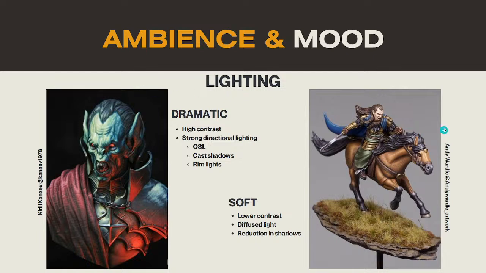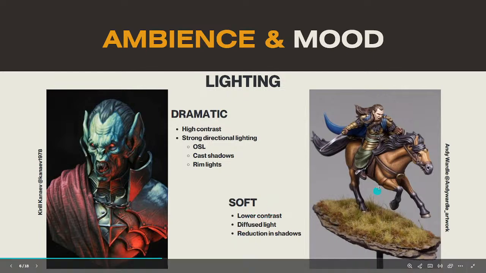Next up is this lovely Golden Demon winning Elrond by Andy Wardle. And this is soft lighting. Again, these are generalized terms, but I've broken down soft lighting into three different sections: lower contrast, diffused light, and reduction in shadows, which kind of goes into the lower contrast. But let's break this down a little bit further. So lower contrast and reduction in shadows.